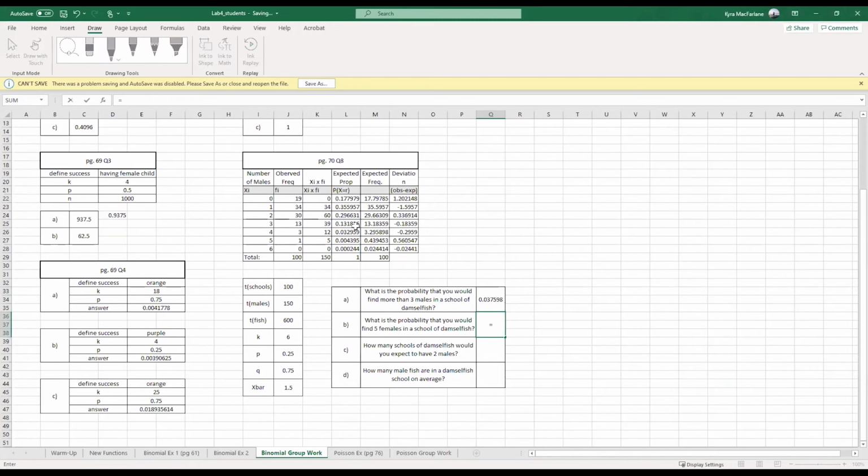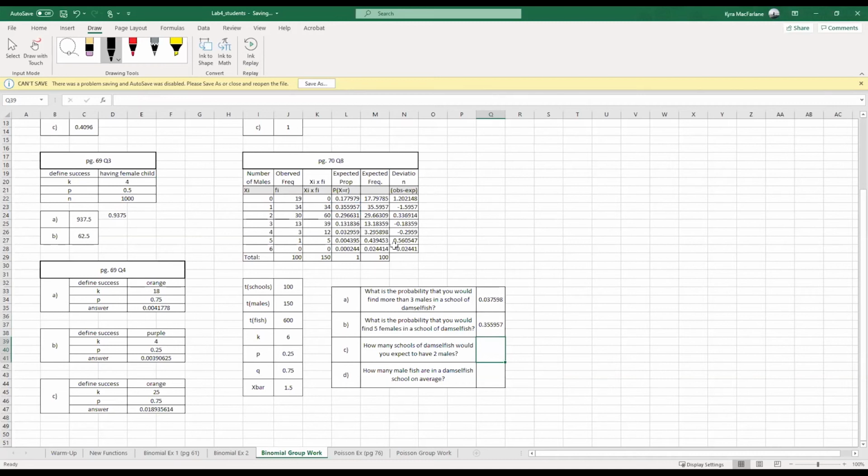For B, what is the probability that you would find 5 females in a school of damselfish? This is kind of flipping it a little bit, right? If we have 5 females in a school of 6 damselfish, that means there's only 1 male. So this is the same thing as saying, what's the probability of finding 1 male in a group of 6 damselfish?